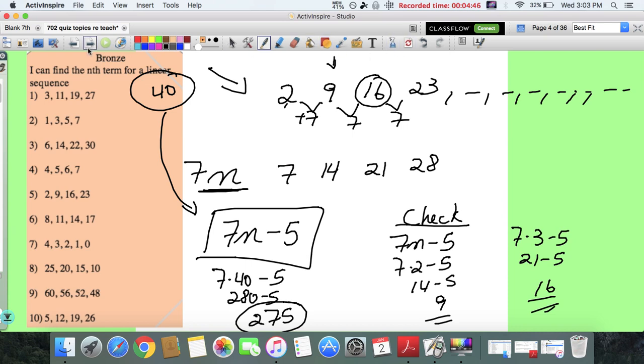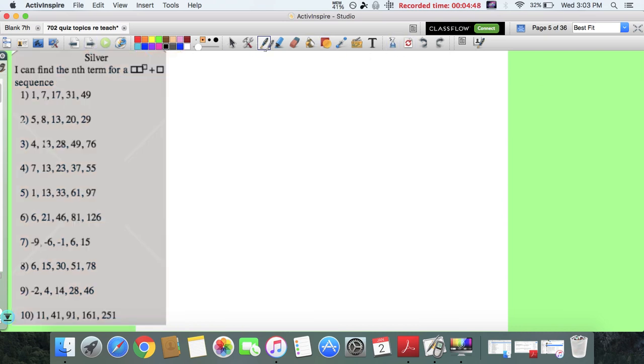Okay. Moving to the gold, silver, and 4 and 5 again. 7, 13, 23, 37, 55. So these will be in this format. Okay.